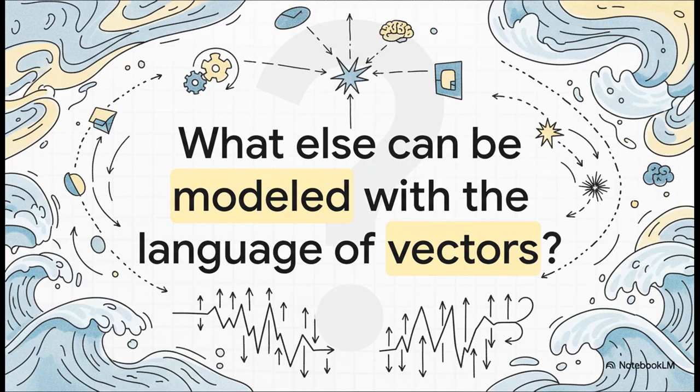It's incredibly powerful. And it leaves us with a really big question. Now that we have this tool, what else in our world can be modeled with the language of vectors? What other incredibly complex systems, from the flow of ocean currents to maybe even the wild swings of the stock market? What else can we understand better just by looking at it through the lens of vectors?